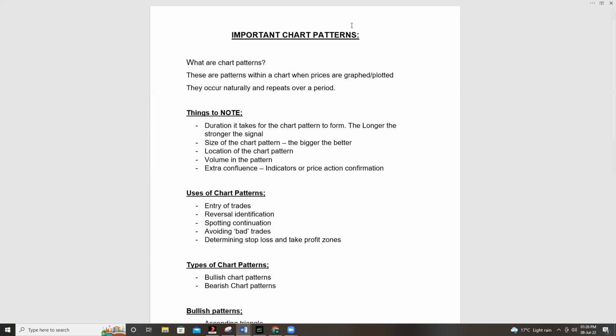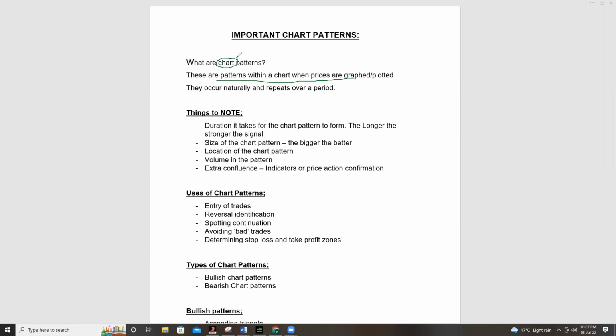What's a chart pattern? These are patterns within a chart when prices are graphed or plotted. They occur naturally and they repeat over a period. What this means is these patterns will just happen as the market is plotting, as the price is moving. You find that they are consistent patterns that are happening. Those are what we call chart patterns.